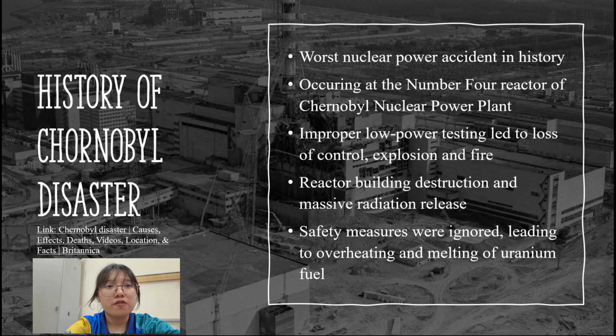Next is the history of the Chernobyl disaster. The Chernobyl disaster, an accident in 1986 at the Chernobyl nuclear power station in the Soviet Union, was the worst disaster in the history of nuclear power generation. On 26 April 1986, the number 4 reactor at the Chernobyl nuclear power plant, in what was then the Soviet Union, during improper testing at low power, resulted in loss of control that led to an explosion and fire that demolished the reactor building and released large amounts of radiation into the atmosphere. As safety measures were ignored, the uranium filled in the reactor overheated and melted through the protective barriers.